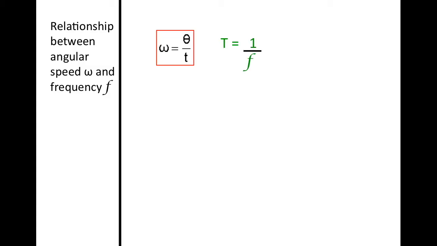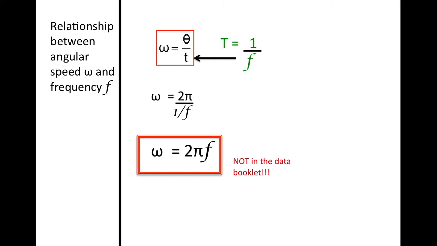The relationship between angular speed and frequency: here we have angular speed and we have the period equaling 1 over the frequency. Here we have the shared t for time. When we put 1 over the frequency into the angular speed, we get a new equation, which is 2 pi over 1 over frequency, which then gives you the angular speed of 2 pi times the frequency. This will come in handy in some of your calculations.